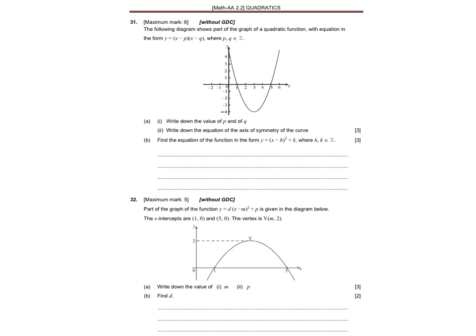For 31, we've got x-intercept form. Find the values of P and Q. Well, P is 1, Q is 5.